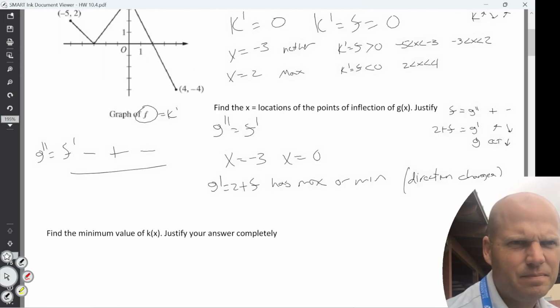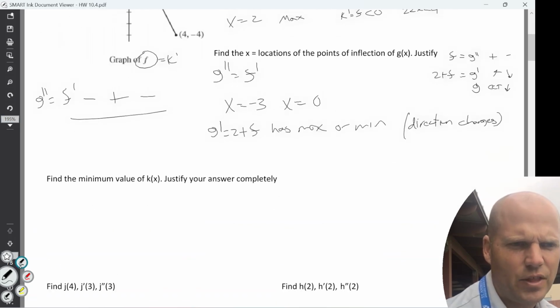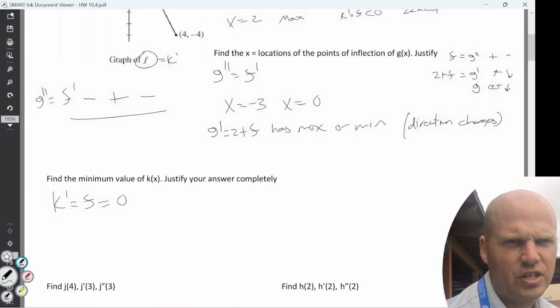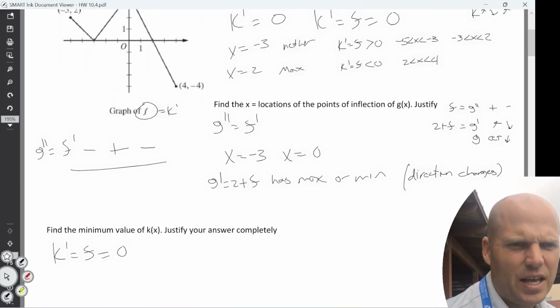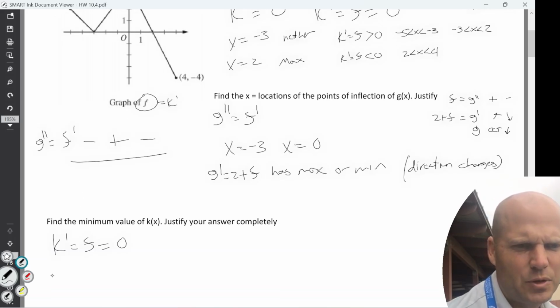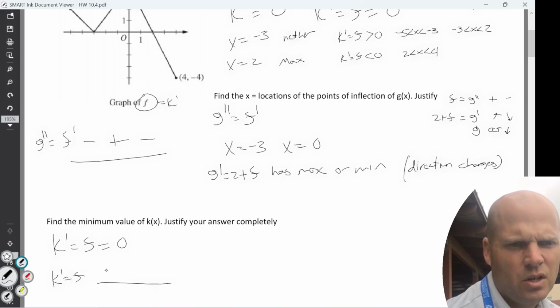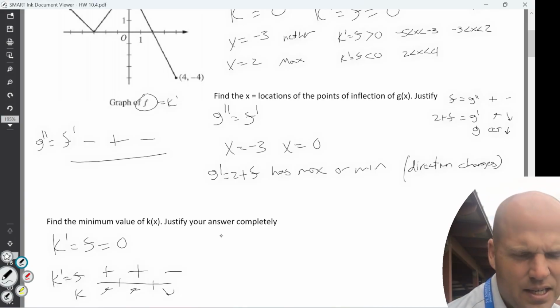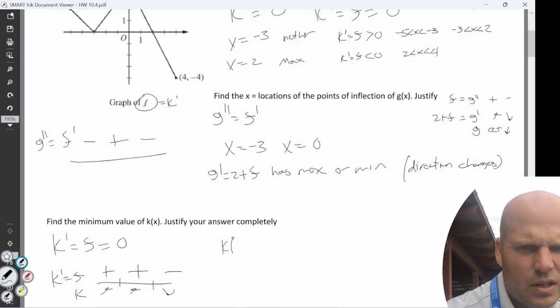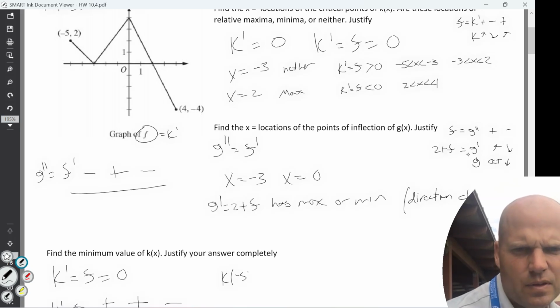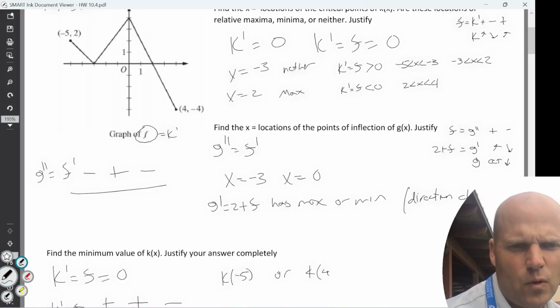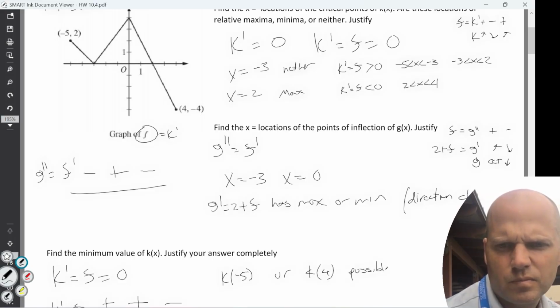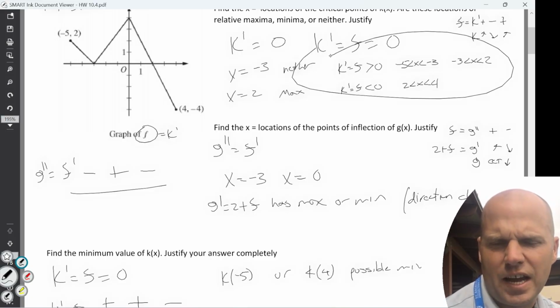Find the minimum value of k. Okay, first thing I should do is know that I'm looking at the derivative equal to 0. Cool. I would then do a sign analysis of k prime, which equals f. It's positive till it hits a 0, then a positive, and then negative after that, which means k is increasing, increasing, decreasing. I would say that k of negative 5 or k of 4 are my possible minimums. I would say that because of the sign analyses here.